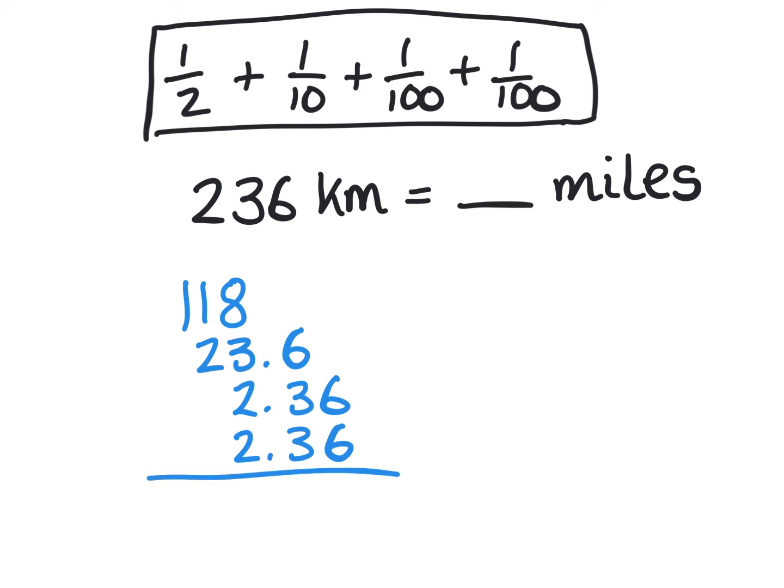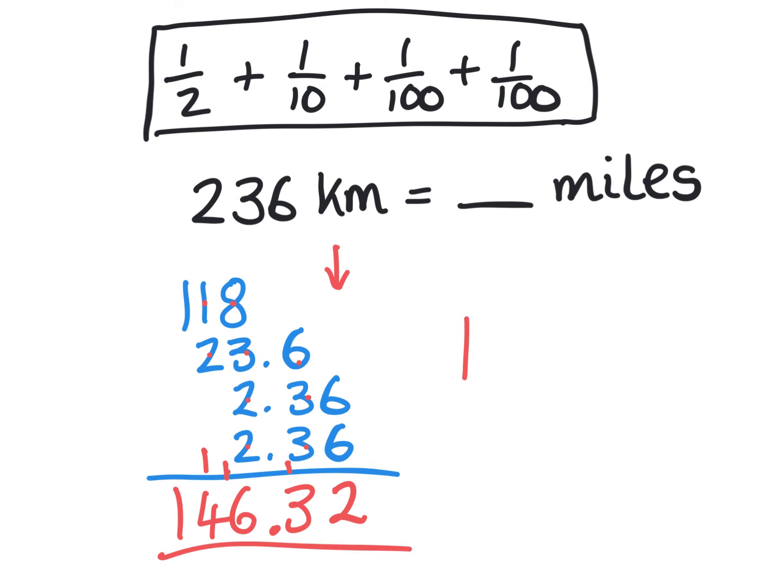So we look in the furthest right column, the hundredths column here. 6 add 6 is 12. Carry the 1. 6 add 3 is 9, add the 1 this time is going to be 10. Carry the 1, put your decimal point in. 8 add 3 is 11. Add 2 is 13. Add 2 is 15. Add 1 is 16. 1 add 2 add 1 is 4. And then the other one comes down. So the answer is 146.32 miles.